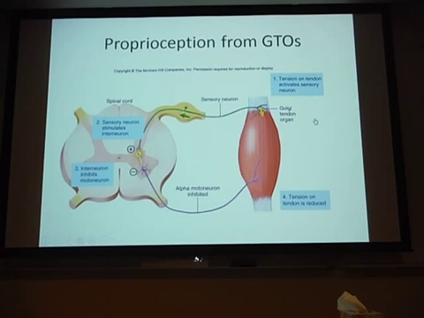And here's how GTOs work. Okay, ready to look up? So, if the muscle begins to stretch, you're going to have tension on the tendon. It's going to activate the Golgi tendon organ. It is going to still follow that same pathway that the muscle spindles, the 1A afferent fibers, travel. What type of fiber is this?